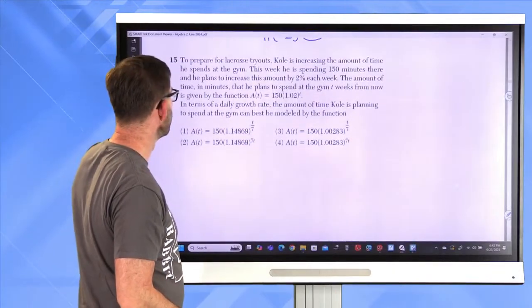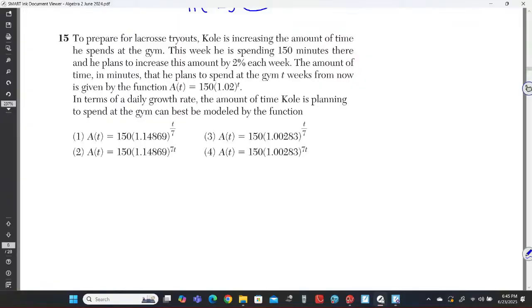All right. Let's take a look at number 15. To prepare for lacrosse tryouts, Cole is increasing the amount of time he spends at the gym. This week he is spending 150 minutes there, and he plans to increase this amount by 2% each week. The amount of time in minutes that he plans to spend at the gym t weeks from now is given by the function a of t equals 150 times 1.02 raised to the t. In terms of daily growth rate, the amount of time Cole is planning to spend at the gym can best be modeled by the function what?